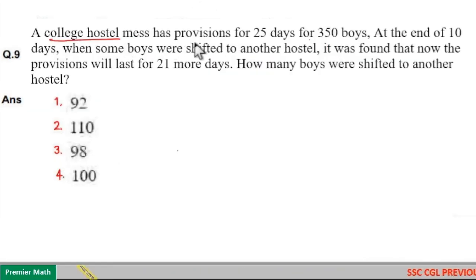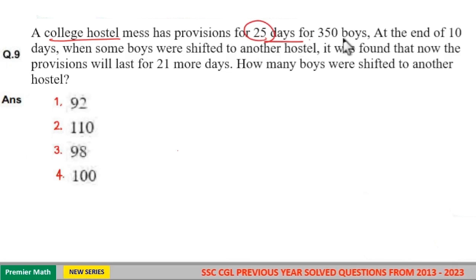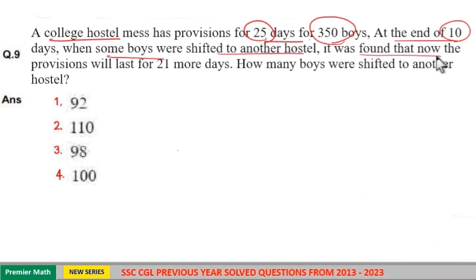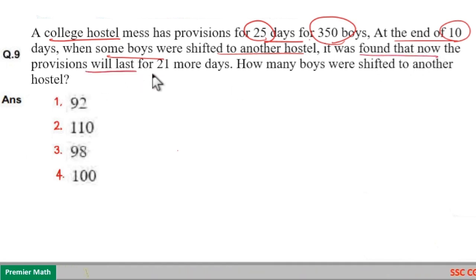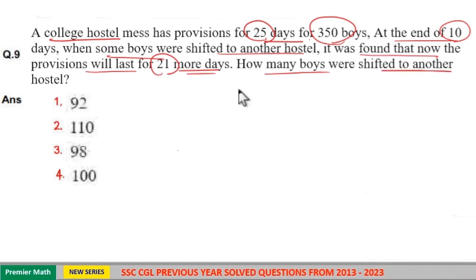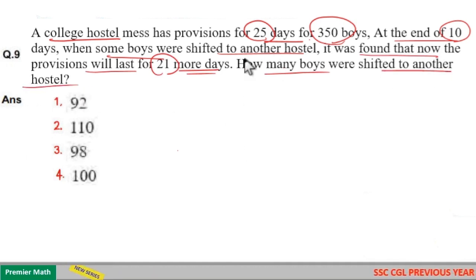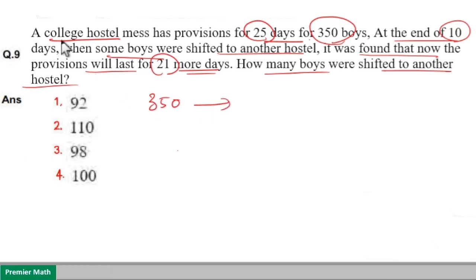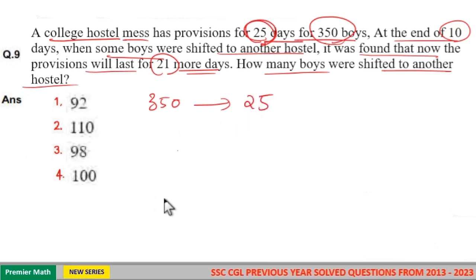A college hostel mess has provision for 25 days for 350 boys. At the end of 10 days, when some boys were shifted to another hostel, it was found that now the provision will last for 21 more days. How many boys were shifted to another hostel? Here, initially there are 350 boys, and this mess has provision for 25 days for 350 boys. That is, for 350 boys, food will last for 25 days.